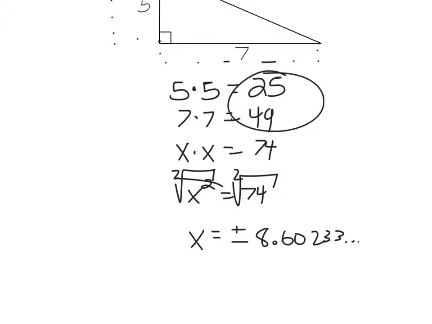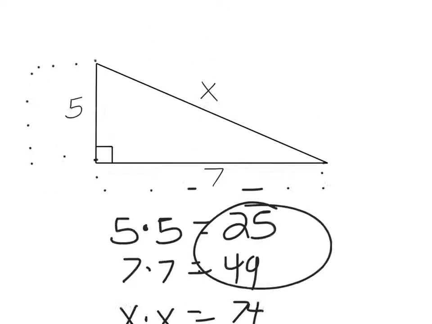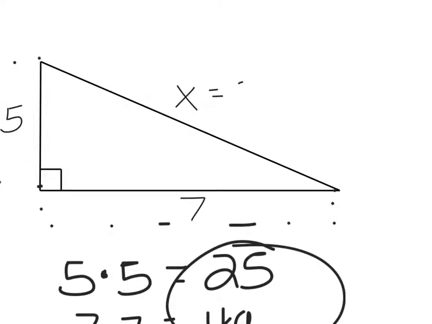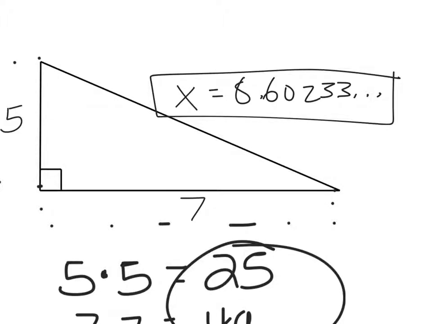8.60233... because it keeps going. It's one of those irrational decimals that never ends. And do I need the negative version? Nope, I do not need the negative version. So my answer is x equals 8.60233... And that's what we're going to use for right now as our answer.